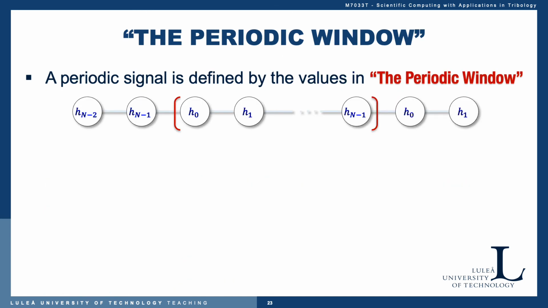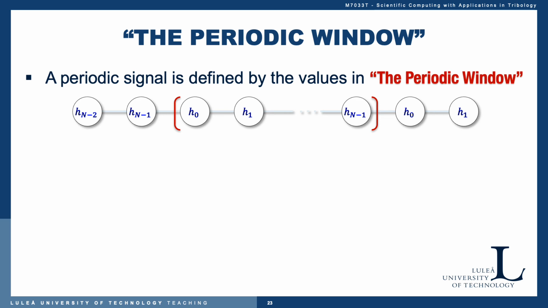Let us look back at the periodic window. A periodic signal is defined by the values within this periodic window, here marked in red. So we have an n long signal h from h0 to hn minus 1. Outside of this periodic window, to the left, we have a repetition of the last part of this periodic window, and to the right we have a repetition from the first part of the periodic window.